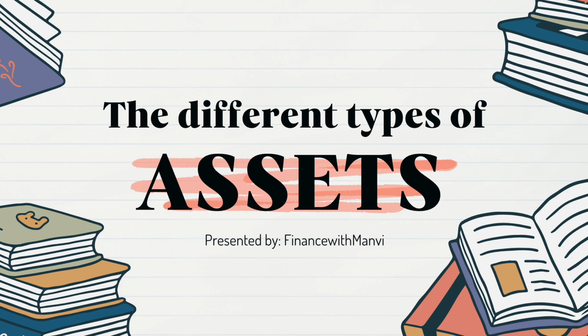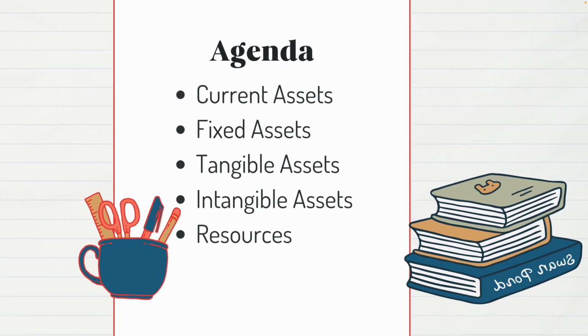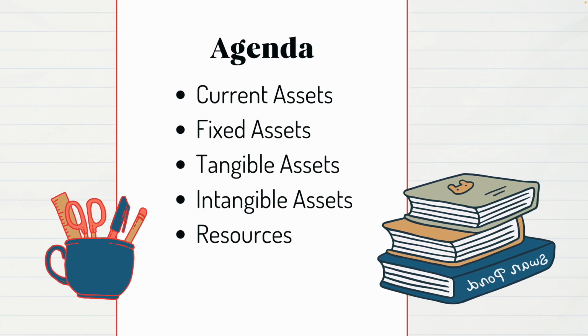Today we will be covering the types of assets. Without further ado, let's get started. Okay, so for today we're going over current, fixed, tangible, and intangible assets. There are 6 types of assets, but we're covering 4 today, which means we'll be covering the rest of them in our future videos. Let's get started.